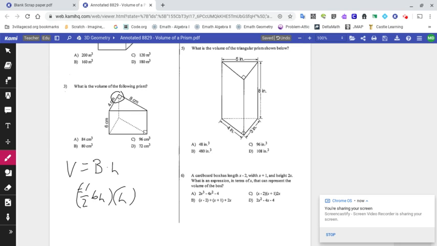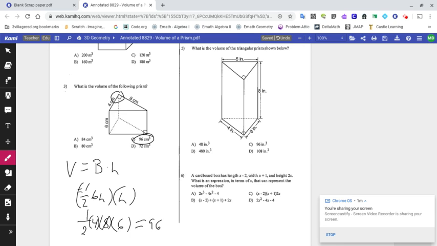Since it's a right triangle, either leg can be the base and the other leg will be the height. So if I say the base of the right triangle is 4, that means the height is going to be 8. That's the area of the triangle, and then times the height, which is 6. So I got 1/2 times 4 times 8 times 6. Well, 4 times 8 is 32, half of that is 16, and 16 times 6 is 96 cubic centimeters. Okay, so that's that one.